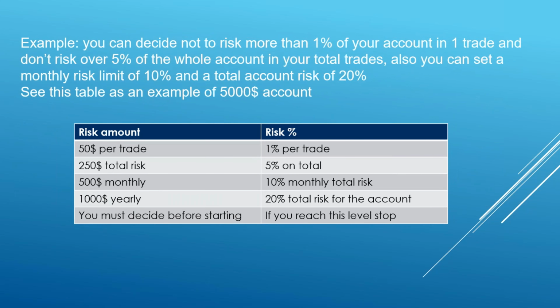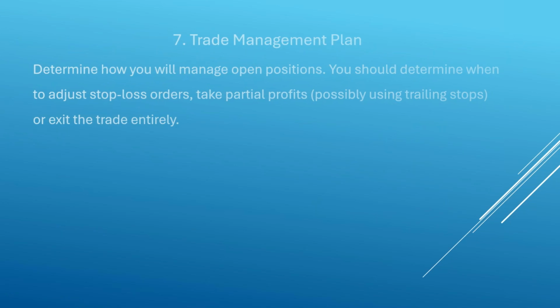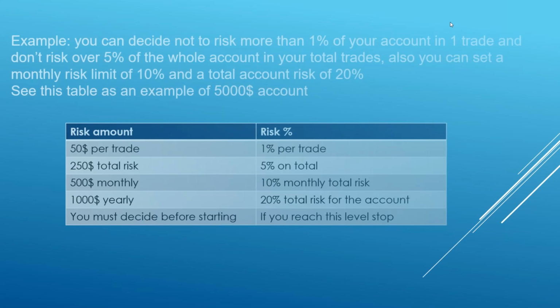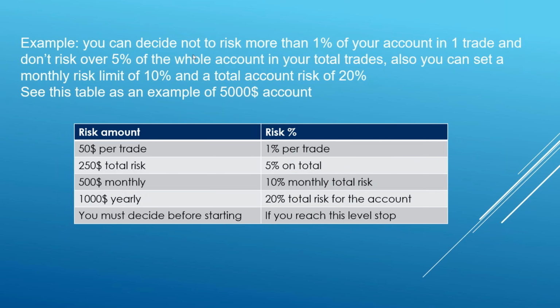So this is an example. Okay, you see this table. So you can decide not to risk more than, like as I told you, let's take a moment in this chart. I have already explained, but just let's take a moment. You can decide not to risk more than 1% of your account in one trade. So also you can make an overall account risk like 5%. All my trades will not exceed the risk of 5%. Also, you can set a monthly risk of like 10%. I'm giving you an example right now. You can have 20% risk of account.